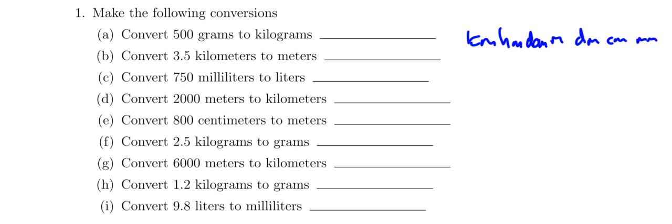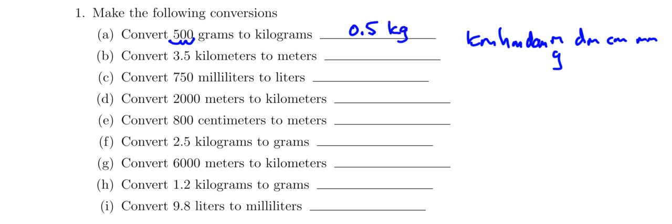So 500 grams to kilograms. So grams is now going to take the place of the meter here. To go from a gram to a kilogram, I'm going from a small unit to a large unit, which means that the number must actually go the other direction and get smaller here. So to go from gram to kilogram, I'm going to move it 3 places. So that would be 1, 2, 3. So this would be 0.5 kilograms.